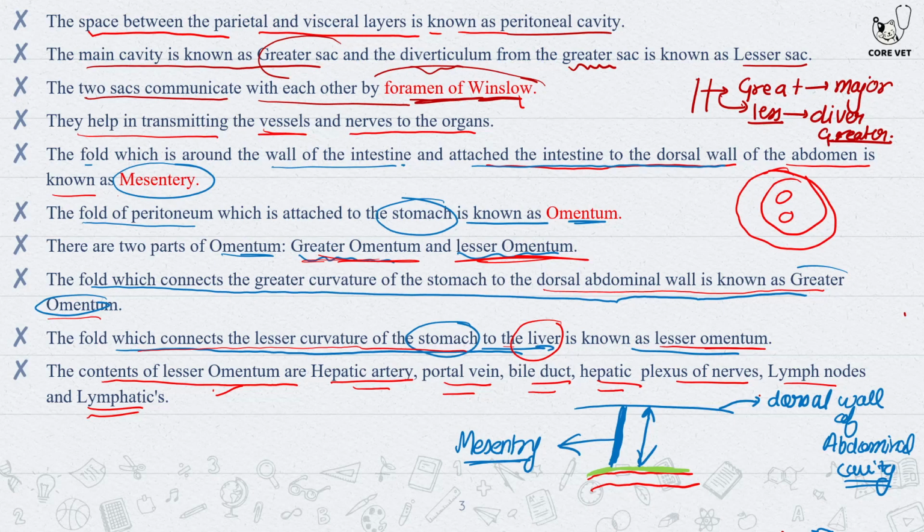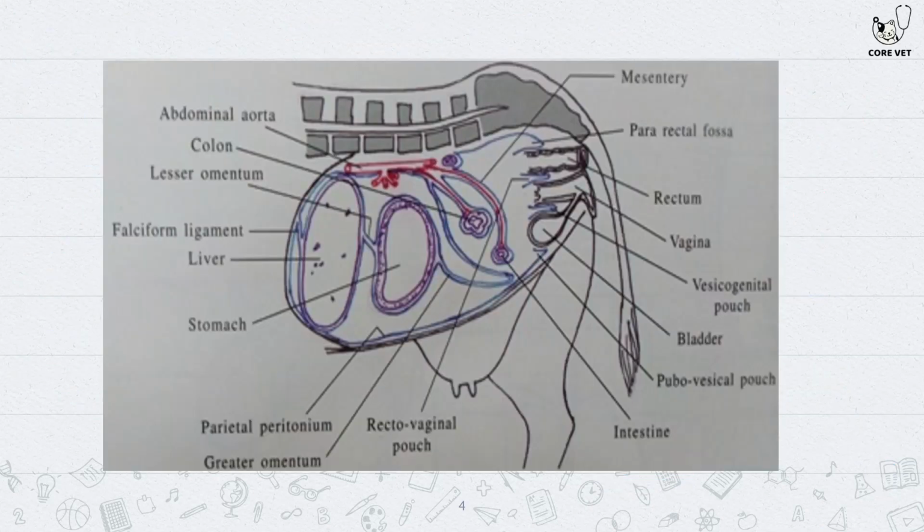Similarly, there is also a fold of the peritoneum around the stomach, which is known as the omentum, having two further parts, the greater and the lesser. The greater connects the greater curvature of the stomach to the dorsal wall of the abdomen, and the lesser curvature of the stomach is attached to the liver through a fold, which is known as the lesser omentum. That lesser omentum contains what? Hepatic artery, portal vein, bile duct, etc. Right? So now we are moving to the further slides.